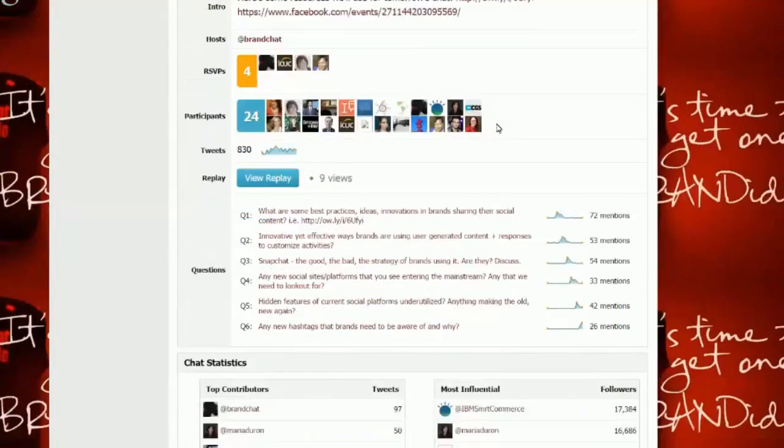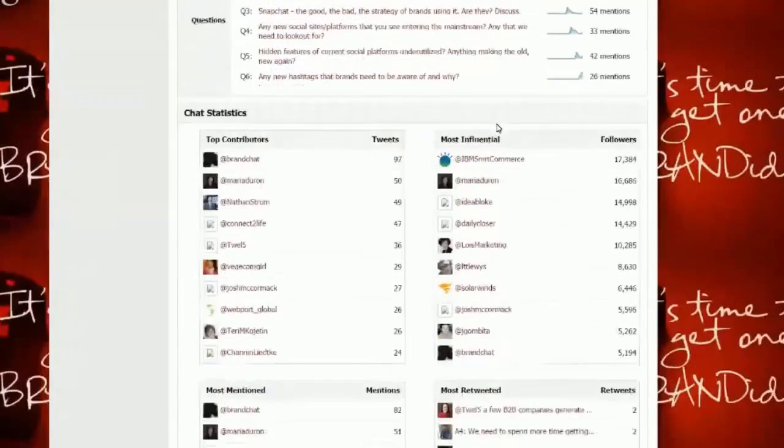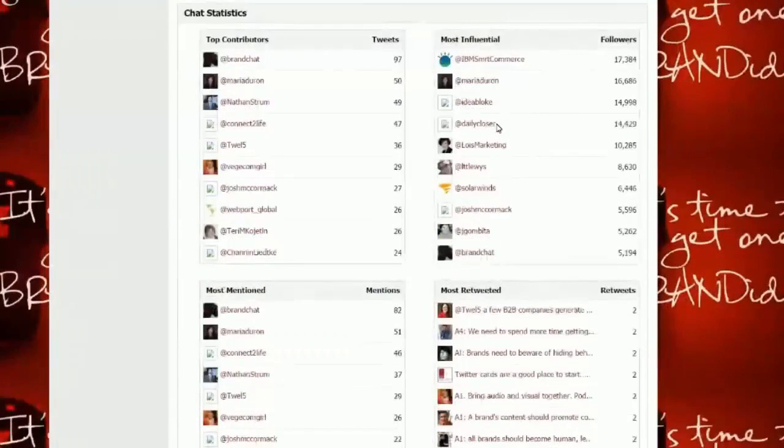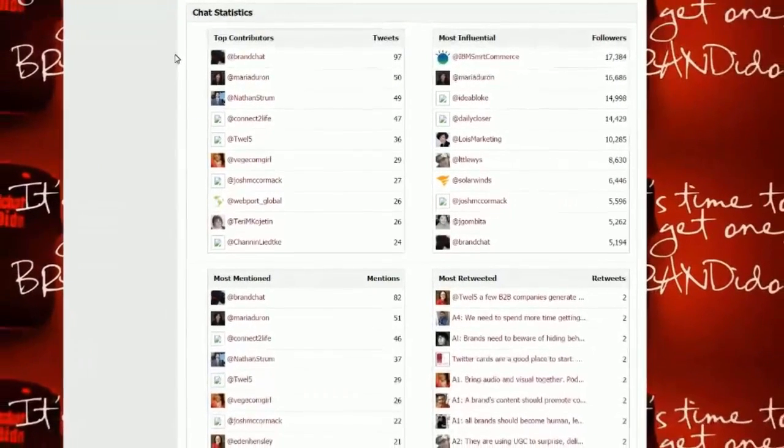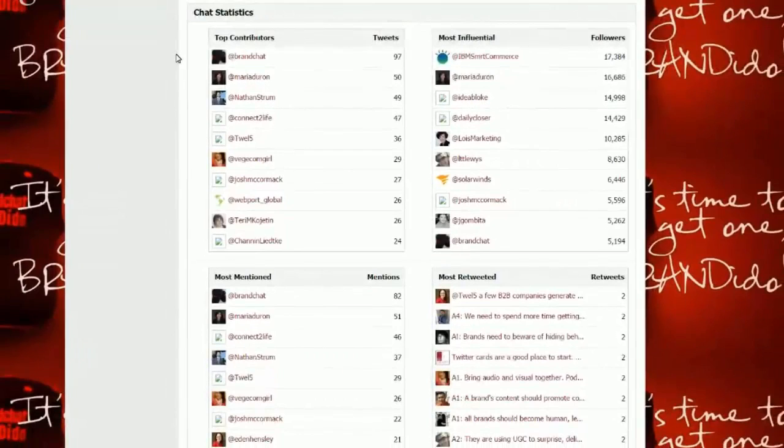Now when you look at the statistics, you can also see the chat stats here at the very bottom. Who are the top contributors, the most influential, most mentioned, and most retweeted. I look at this heavily too as a chat moderator. And the reason I do that is, first of all, the top contributors. These are the people who are pretty active in your chat.